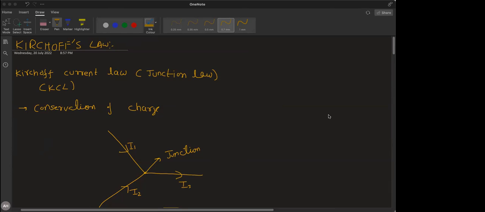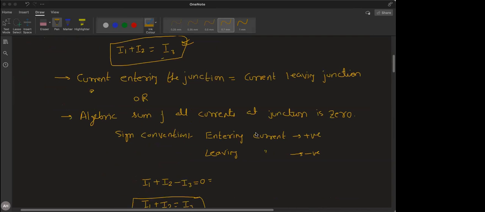Okay, we used a sign convention in that law. Kinza, what was the sign convention that we used in Kirchhoff's junction law? The current entering will be taken as positive and the current leaving will be taken as negative. Good, good.